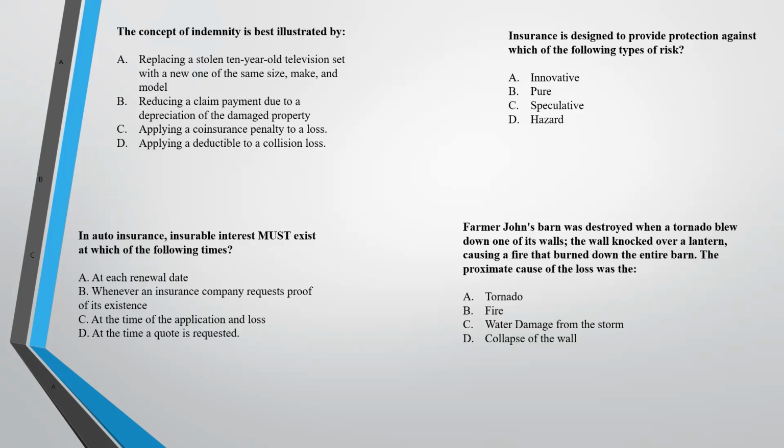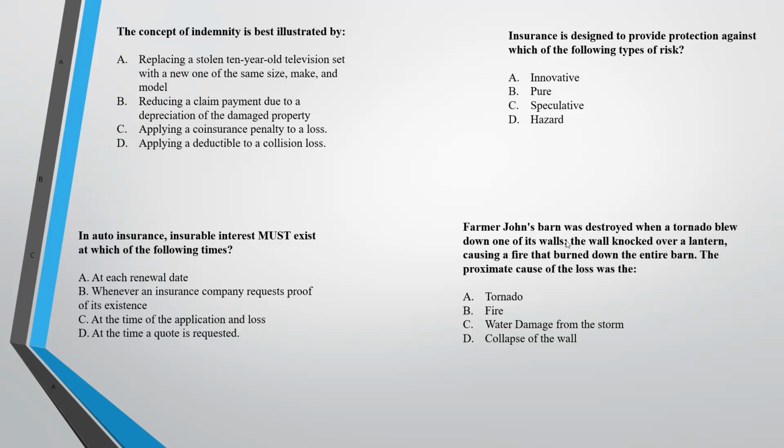Farmer John's barn was destroyed when a tornado blew down one of its walls. The wall knocked over a lantern, causing a fire that burned down the entire barn. The proximate cause of loss was... would be A, right? The tornado. Yep, exactly.